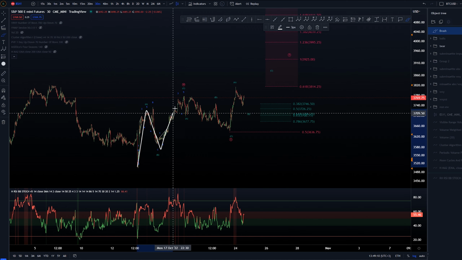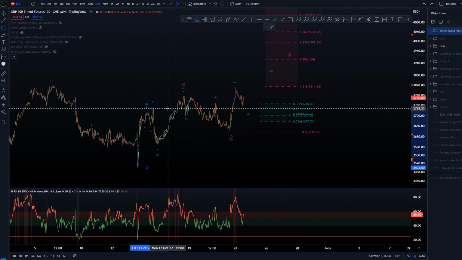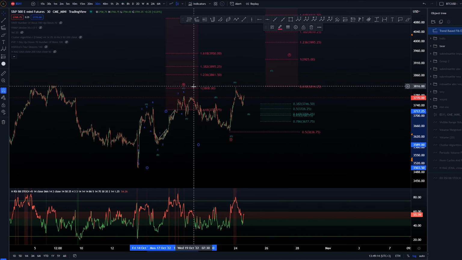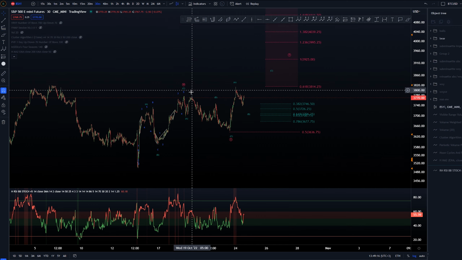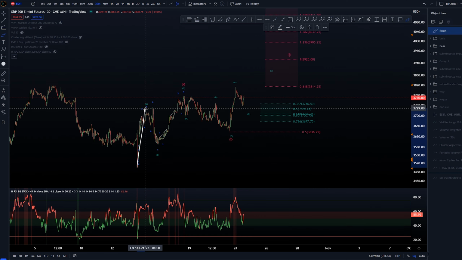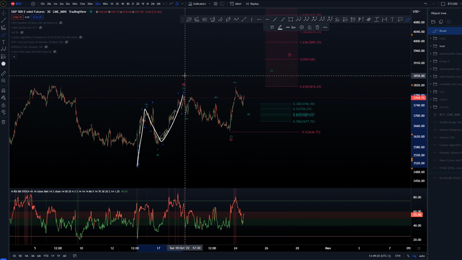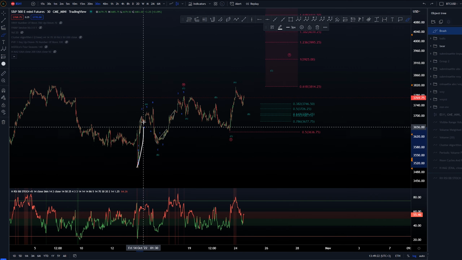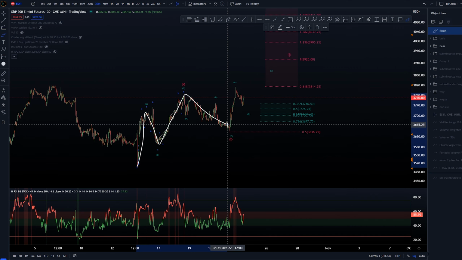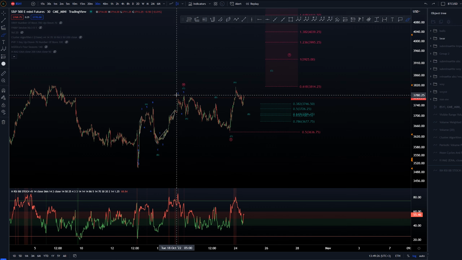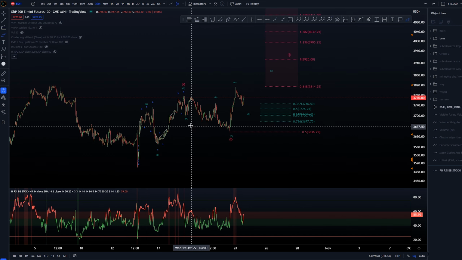What we had before was this ABC. This wave C did not get to the one-to-one extension here, which would make me prefer more of this whole structure as an ABC. At the moment, I do think I prefer the 1-2 setup. However, that has issues as well. We're going to go through that with a bullish setup.